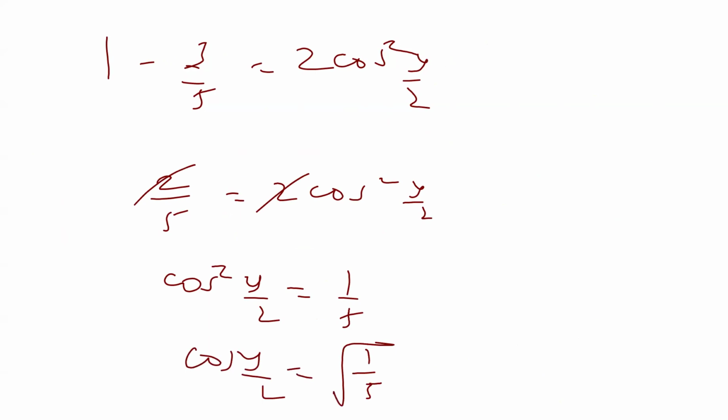Cos y by 2 is equal to root of 1 by 5. Okay, but then I think we should take a negative value over here because it's the third quadrant and cos value is negative over here. Fine.